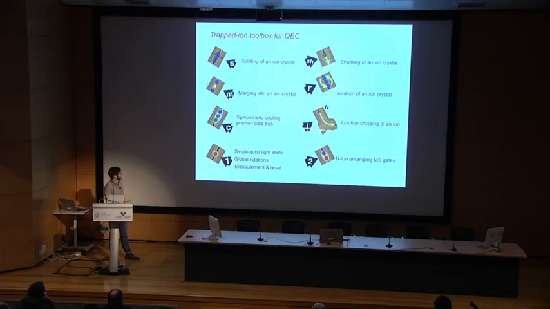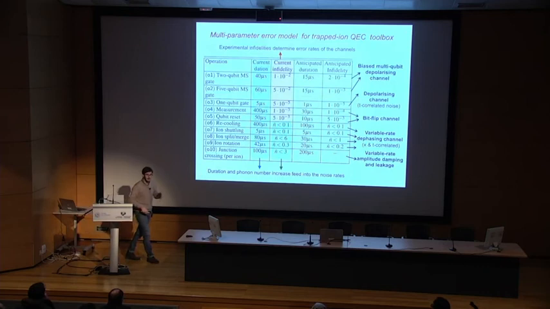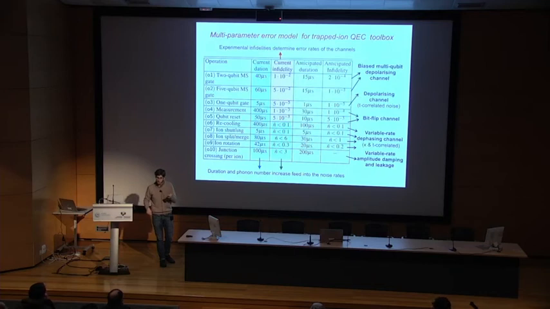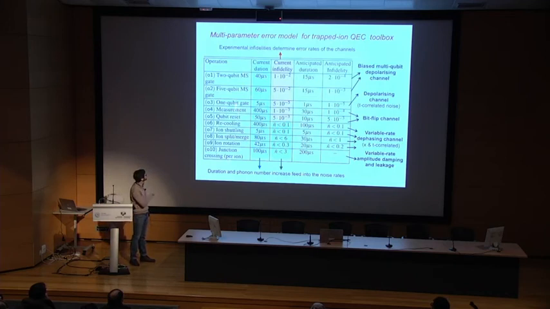And then this is the toolbox that Reiner was mentioning, where you have addressable AC Stark shifts, global rotations in the equatorial plane of the Bloch sphere, measurement and reset, and also entangling MS gates. So this is what we have at our disposal, and now we really want to make not just, for instance, going from phase flip or bit flip error channels to a depolarizing channel, but really to make a microscopic error model. And what you find here is a table of our toolbox.